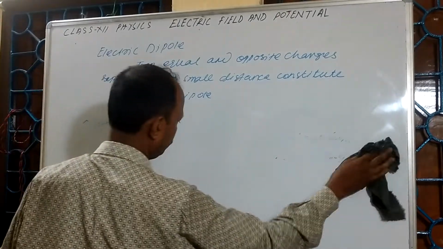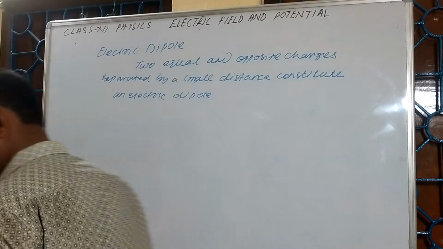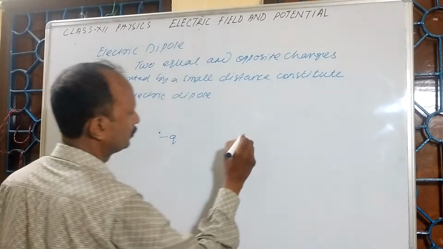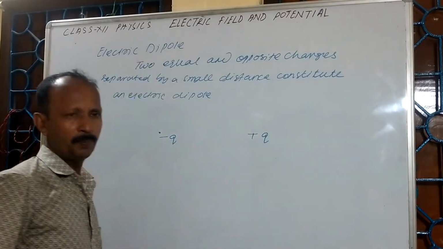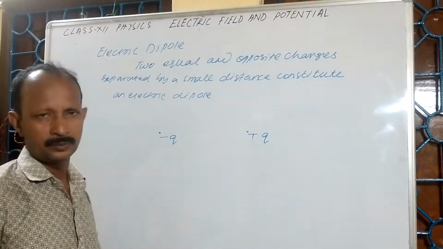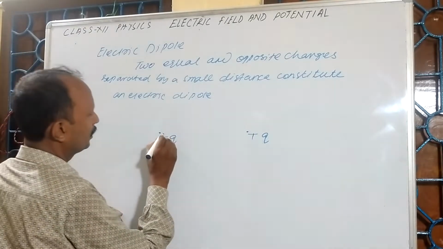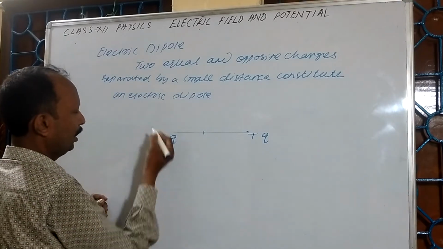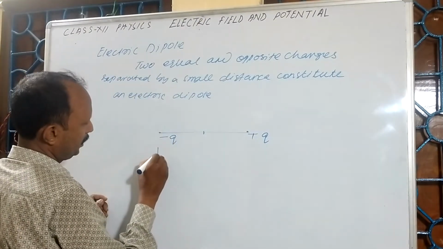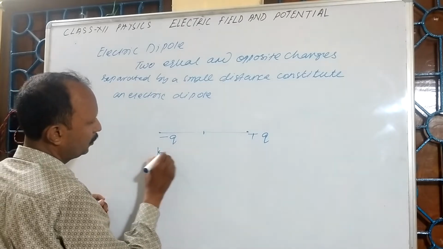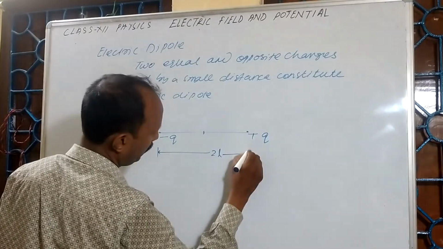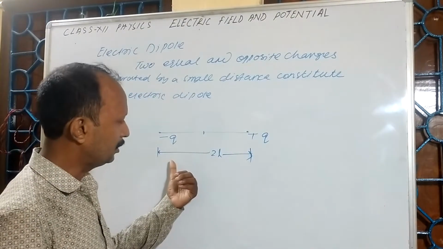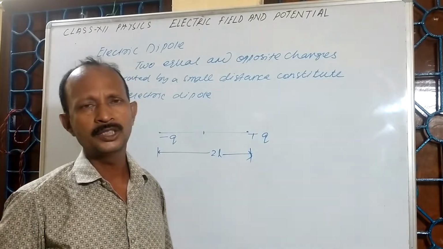You see here, for example, this is minus q, this is plus q. Suppose this is the midpoint, and the distance from one pole to another pole we have taken as 2l. For convenience, we have taken the length of the dipole as 2l.